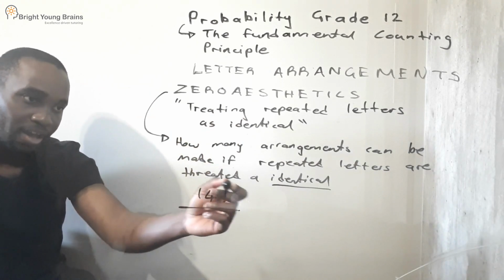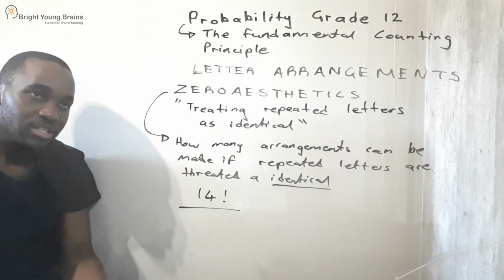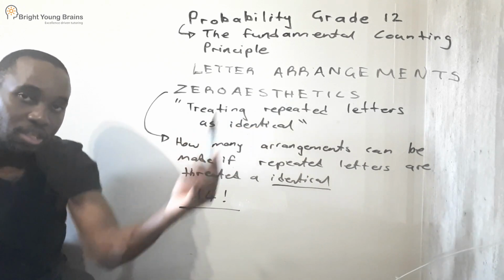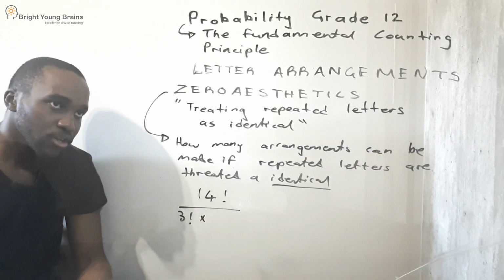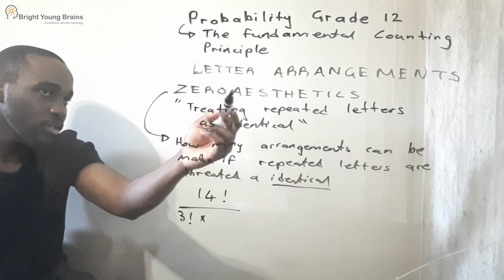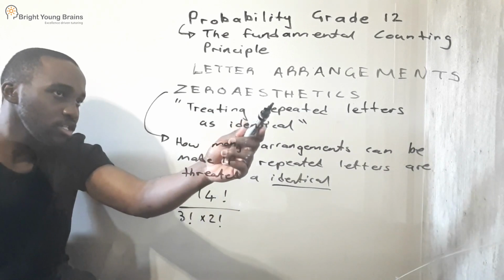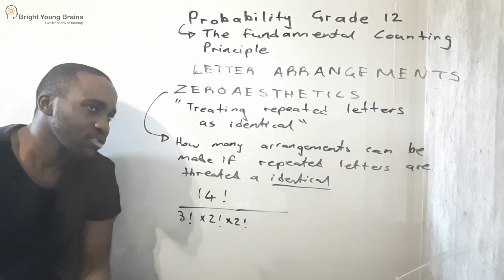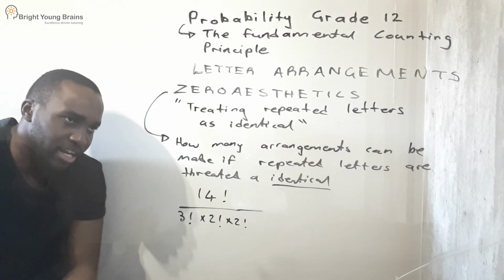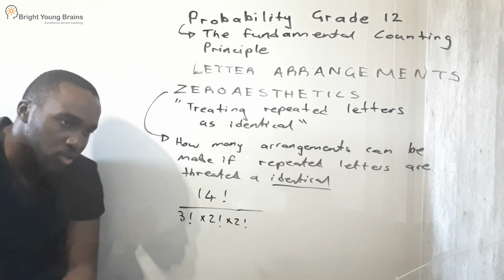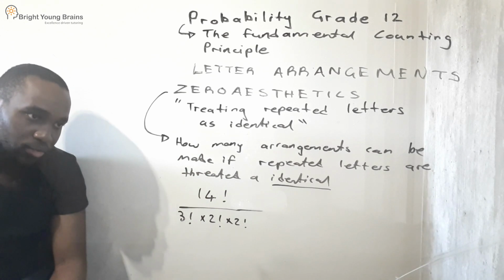However, we have to divide this 14 factorial by the number of letters that repeat, in the sense that E occurs 1, 2, 3 times. So down here, we have to divide the 14 factorial by 3 factorial, and then R does not repeat. O, no. A occurs once, S occurs twice, T twice, H once, I once, C once. So our number of arrangements that can be made if repeated letters are treated as identical is just going to be 14 factorial divided by 3 factorial times 2 factorial times 2 factorial.